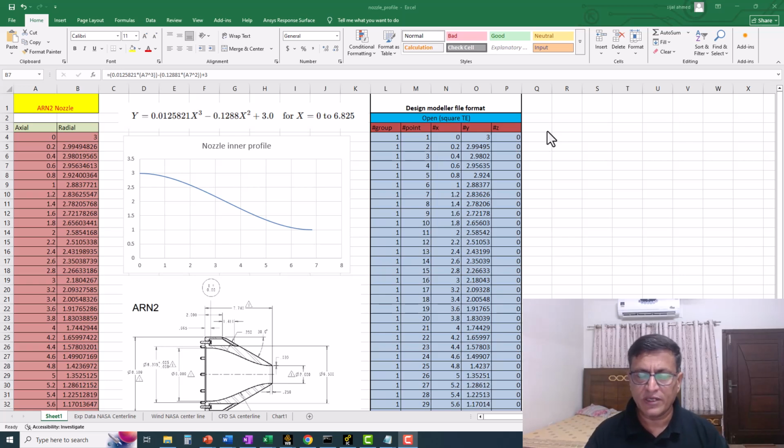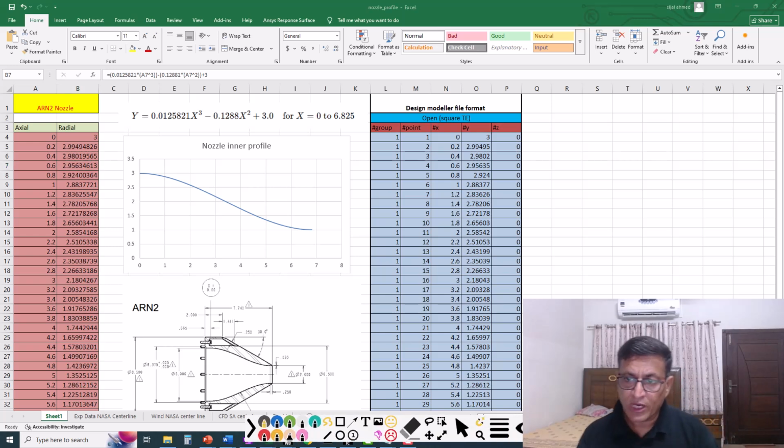there is a format for importing a curve or directly coordinates into the Design Modeler. There is a typical format for that one. So that format is like I will explain. What we essentially require is that there are 5 fields. Okay, 5 fields are there.